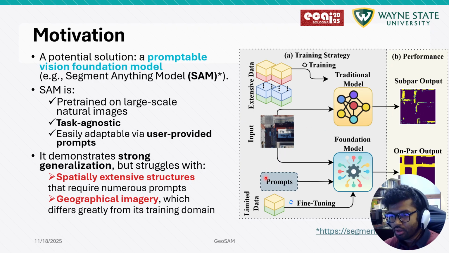Then we have the vision foundation model, which is a promptable vision foundation model. An example is the Segment Anything Model, SAM, which is already pre-trained on large scale natural images and is task agnostic, so it can be easily adapted to any task with user provided prompts. It demonstrated strong generalization, but still struggles with spatially extensive structures like long sidewalks in a bird's eye view of an aerial or satellite image.